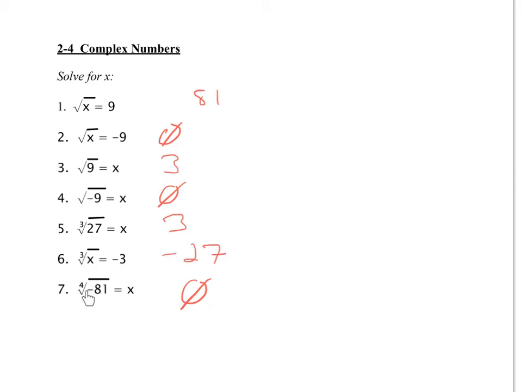But notice when we go back to an even root, the fourth root of a negative does not exist. An even root, in this case the fourth root of a negative, does not exist. However, the fourth root of positive 81 would be 3.